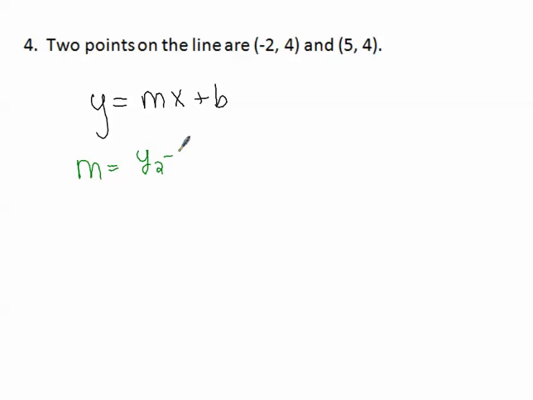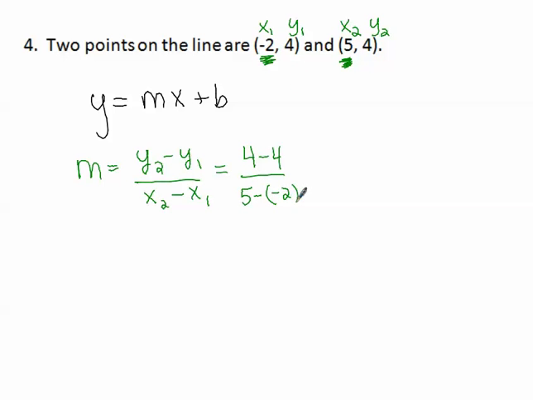Remember it's y sub 2 minus y sub 1 over x sub 2 minus x sub 1. X and y and x and y. This is our first point, so x sub 1, y sub 1. Second point, x sub 2, y sub 2. And now we'll plug them in. The two y's are both 4. 4 minus 4. The x's, 5 and negative 2. 5 minus negative 2. 4 minus 4 is 0. 5 minus negative 2 really means 5 plus 2, so that's 7. And 0 divided by 7 is 0.